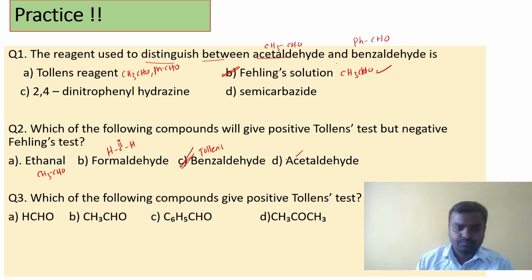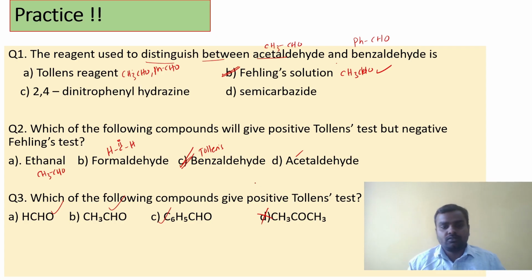Acetaldehyde will give the test for this one. Which of the following compounds will give a positive Tollens test? A will give the positive Tollens test, as it is an aldehyde. B is an aromatic aldehyde, which will also give it. The ketone will not give the positive Tollens test. So here the answer will be A, B, C. Three will give the positive Tollens test.